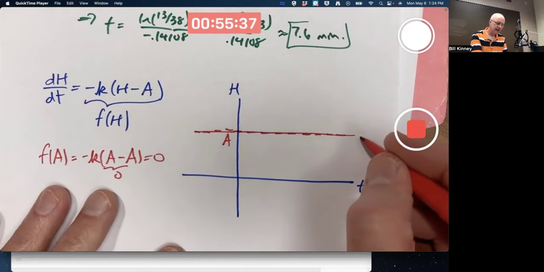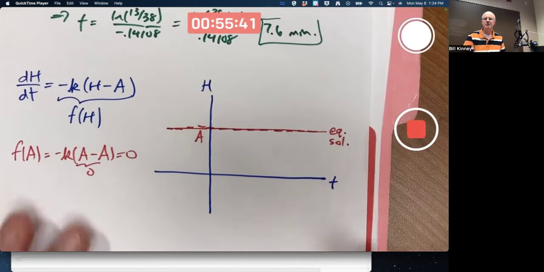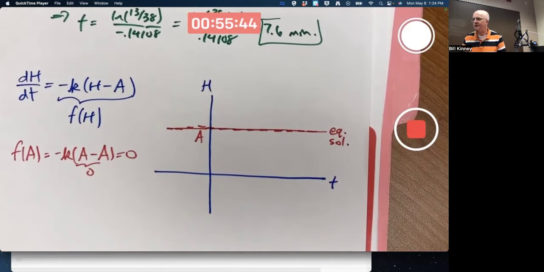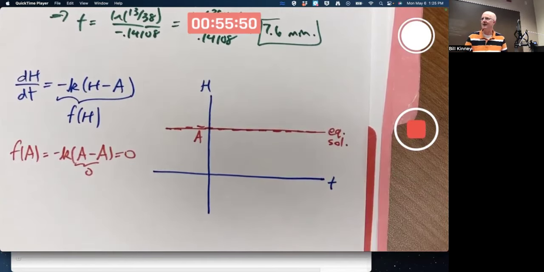We gave it a name last week. I'll remind you, it's called an equilibrium solution. EQ sol means equilibrium solution. I don't have enough room to write it all out, but maybe you want to write it all out. Equilibrium solution. When the coffee's at room temperature, it's at equilibrium. It's not going to change.